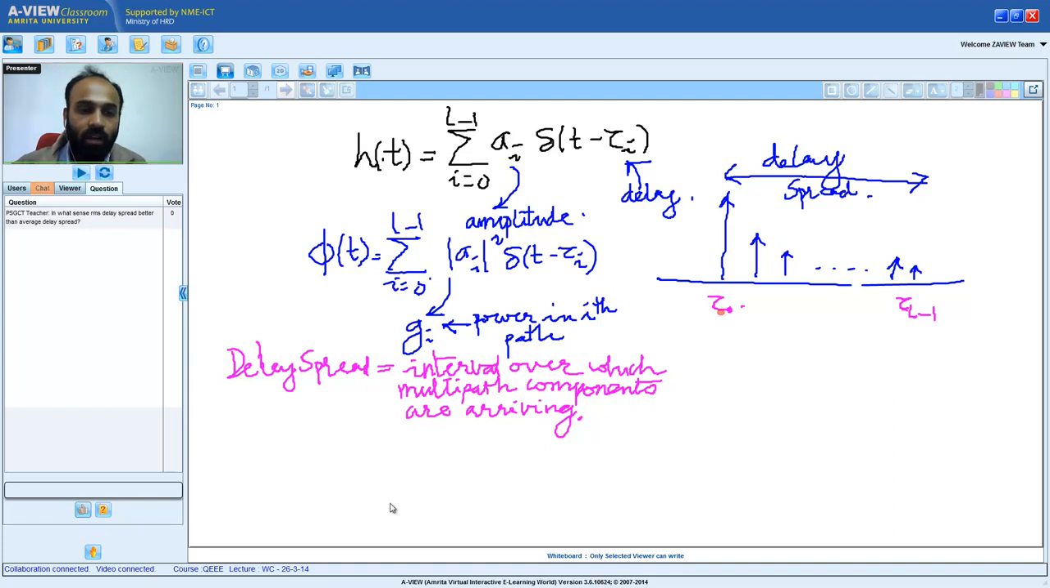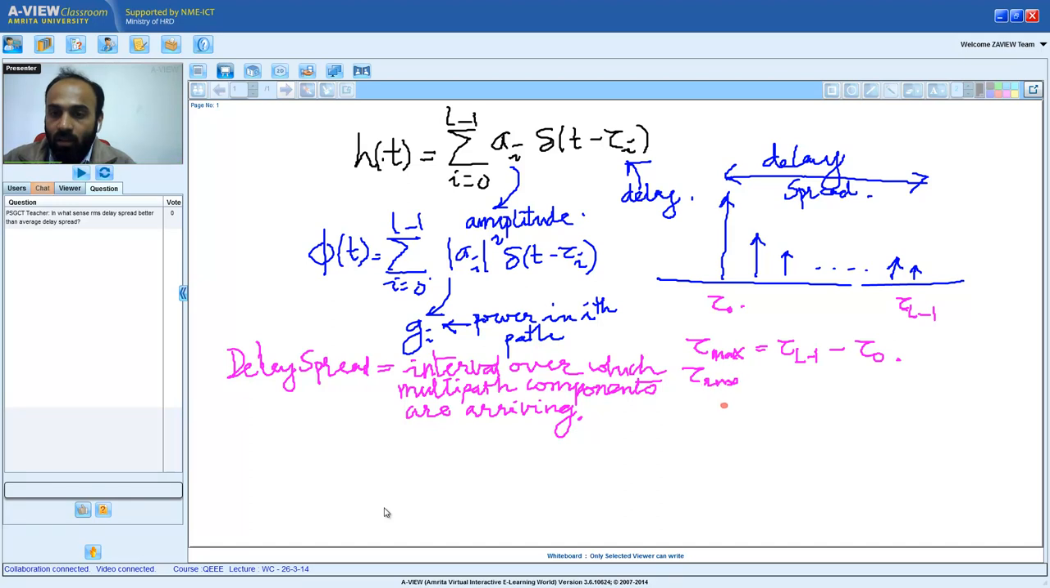And then we saw different ways to characterize this delay spread. One we said is the max delay spread, tau max, which is equal to tau L minus 1 minus tau 0. And we also defined a slightly refined notion of a delay spread that is known as the RMS delay spread.